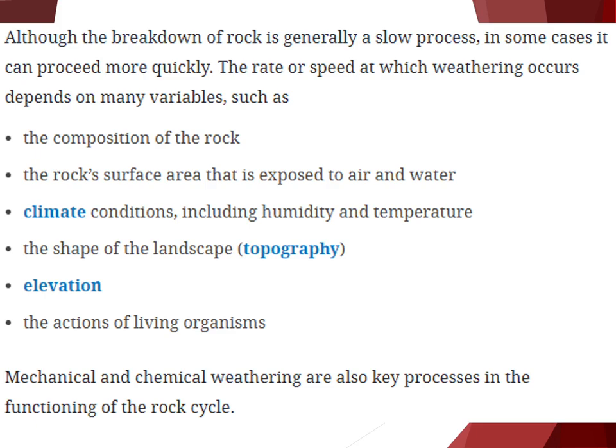Although the breakdown of rock is generally a slow process, in some cases it can proceed more quickly. The rate of speed at which weathering occurs depends on many variables, such as the composition of the rock, meaning what the rock is made of, the rock's surface area that is exposed to air and water, climate conditions, including the humidity and temperature of the area, the shape of the landscape, which is known as topography, elevation, and then the actions of living organisms. Mechanical and chemical weathering are also key processes in the functioning of the rock cycle.